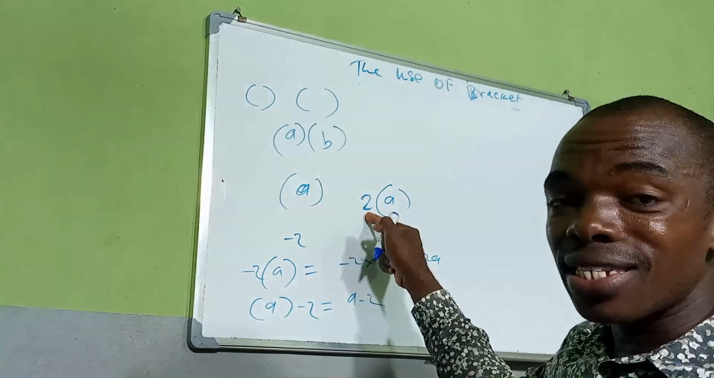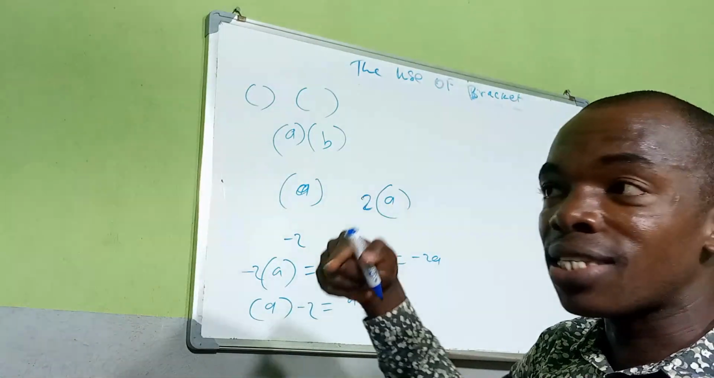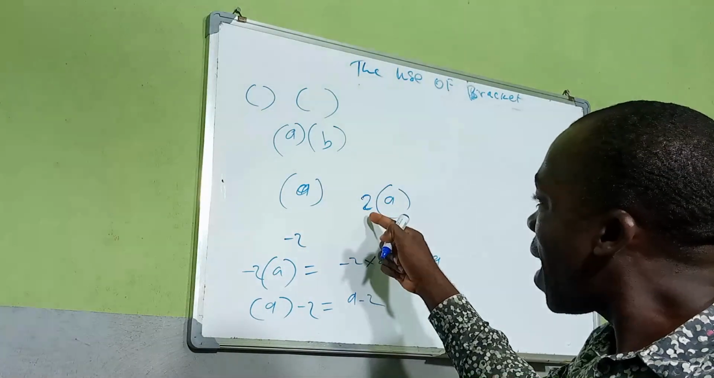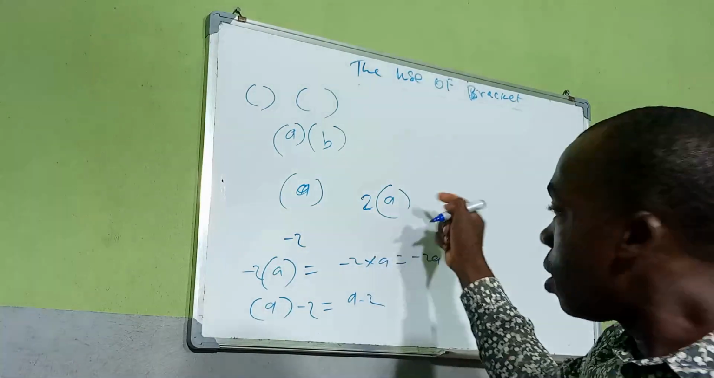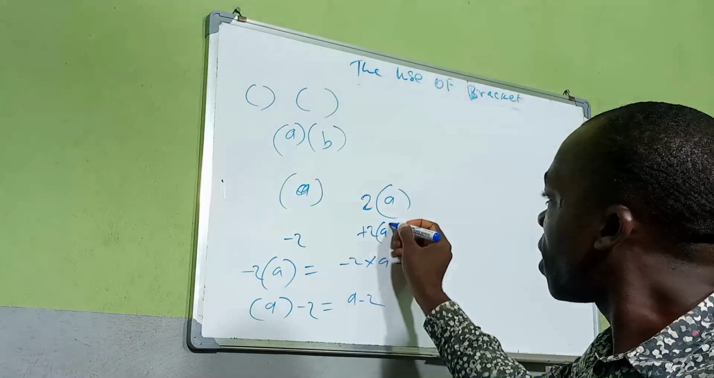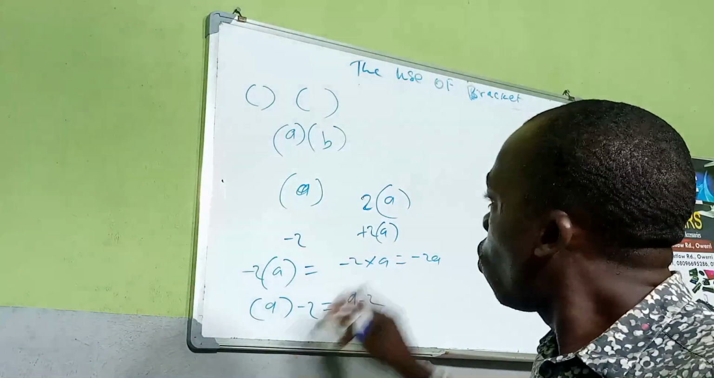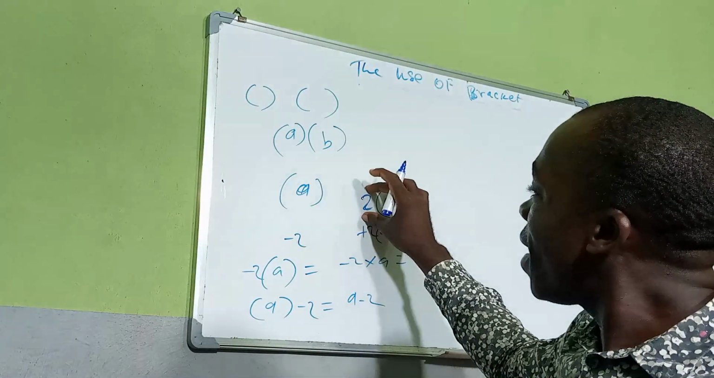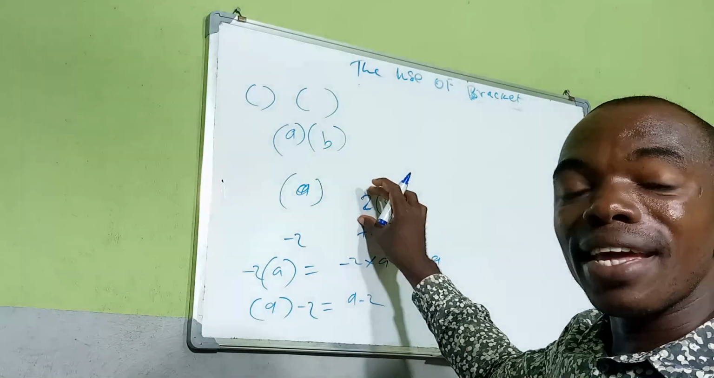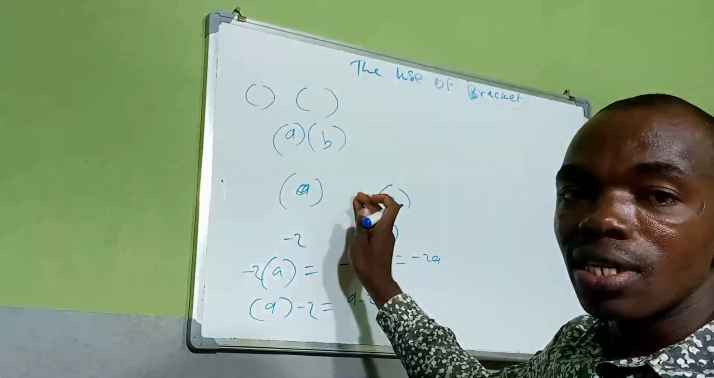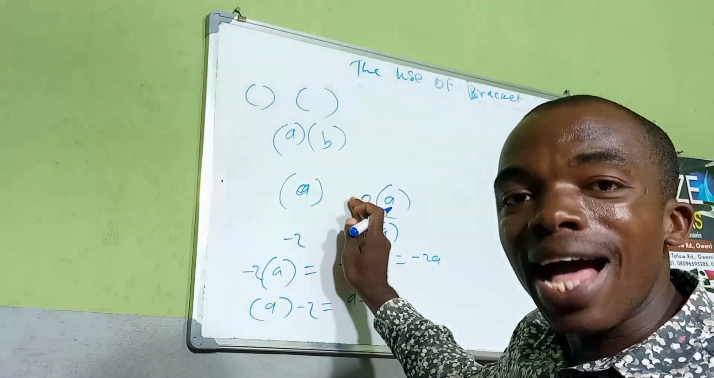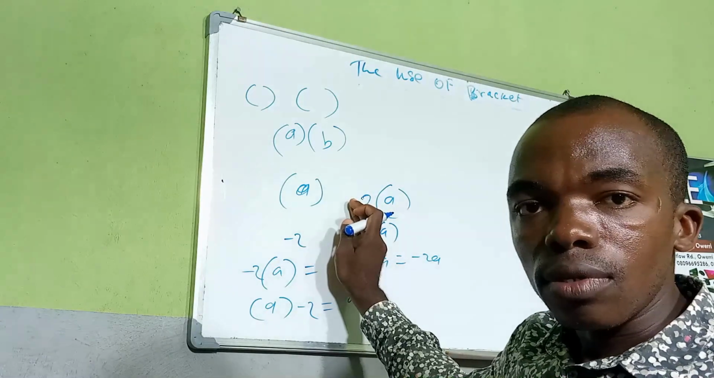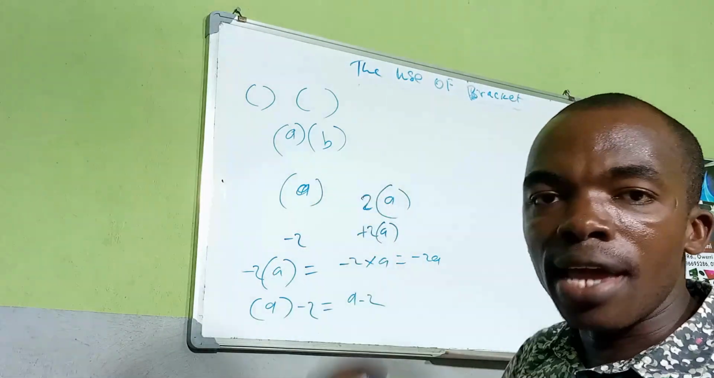Now this thing you are seeing is 2. I want you to also know that in our previous video I told us that this 2 alone means +2. So when I have 2 open and close bracket a, it also means +2 open and close bracket a. It's the same thing. I told us last time that whenever a number is not carrying a minus sign in front of it, it must be carrying a plus sign. If a number is carrying a plus sign, we can either write it or not. But if it is carrying a minus sign, we must write it.